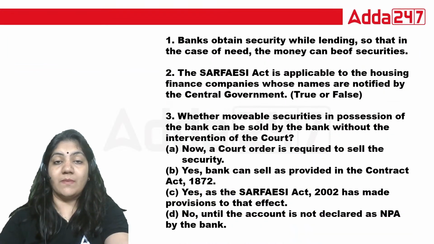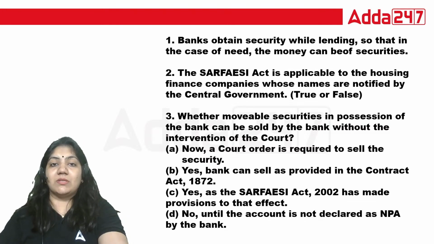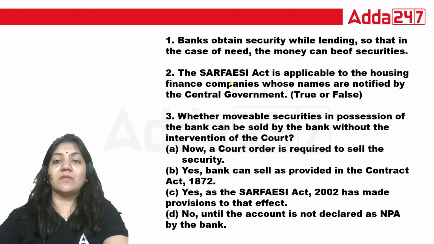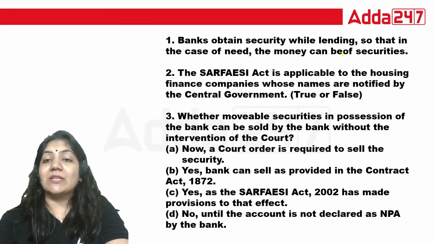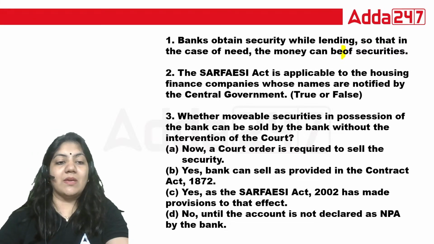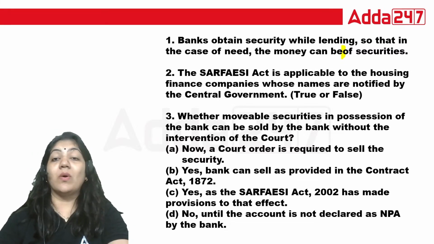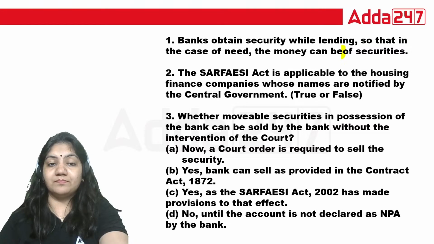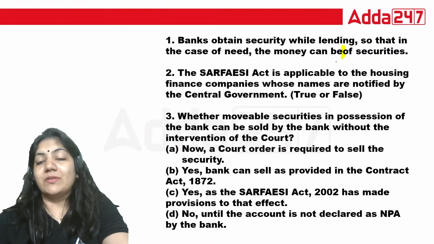Okay. Now the question: first, the bank obtains security while lending so that in case of need the money can be dash of security. So what is this? The money can be released by sale of security.